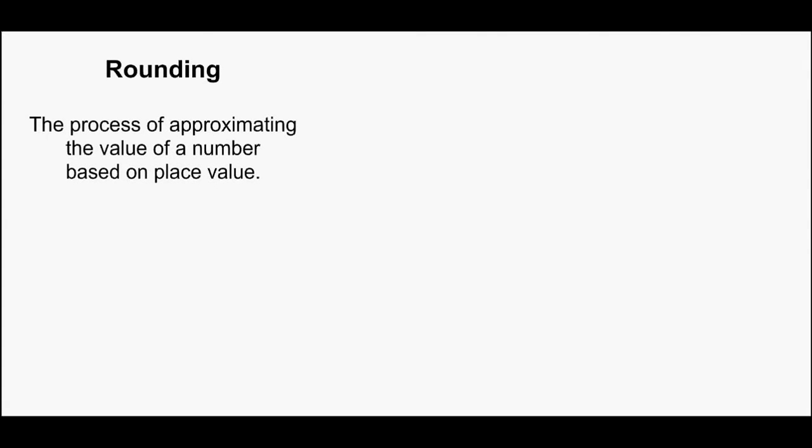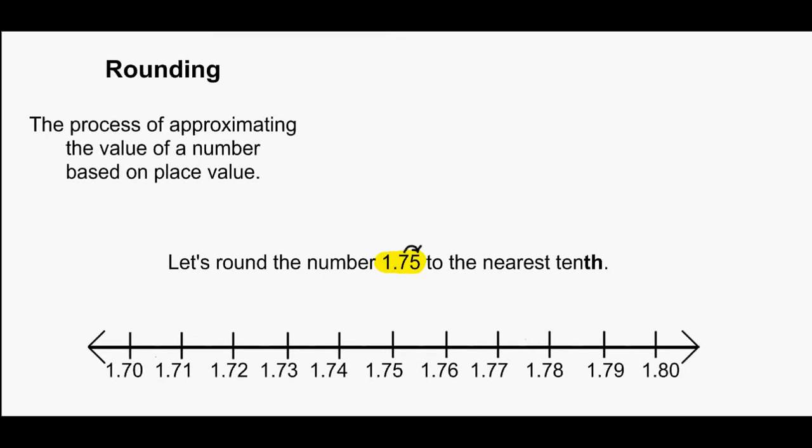Let's begin rounding decimal numbers. Remember, rounding is the process of approximating the value of a number based on place value. For example, let's round the number 1 and 75/100ths to the nearest tenth.